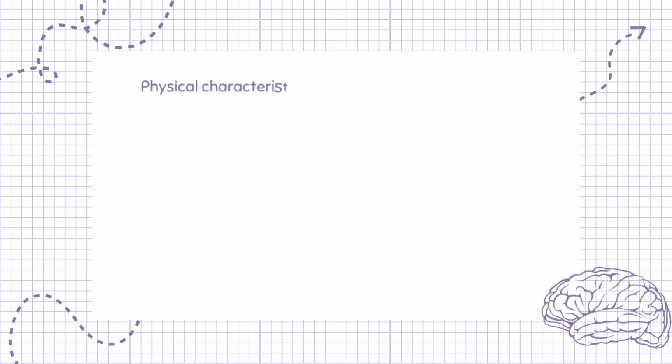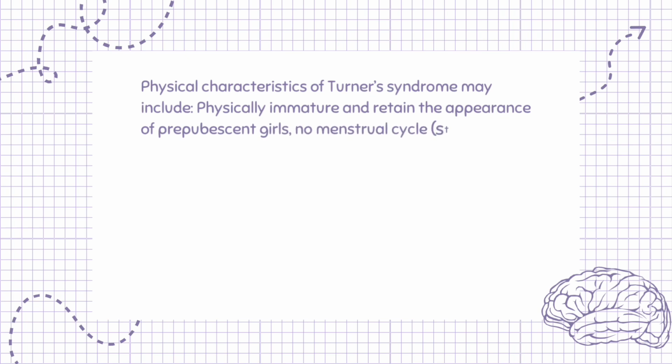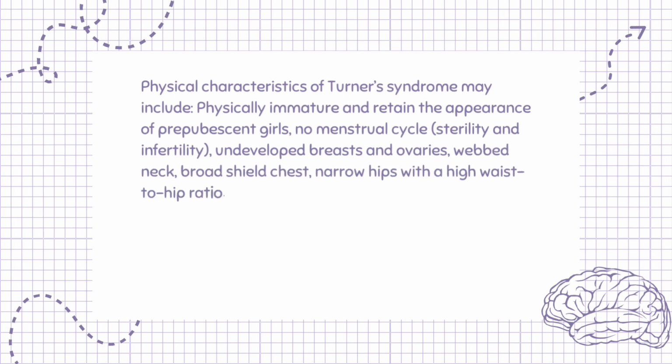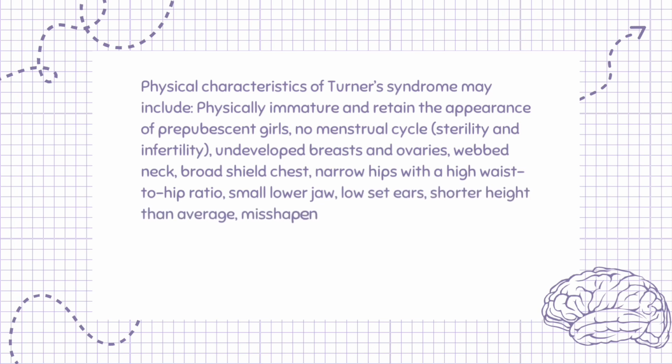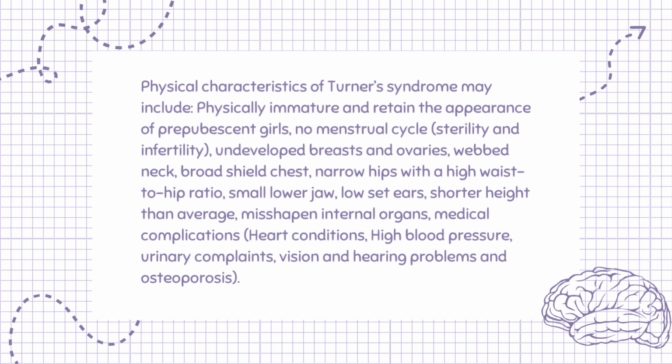Physical characteristics of Turner's syndrome may include physically immature and retain the appearance of prepubescent girls, no menstrual cycle, sterility and infertility, undeveloped breasts and ovaries, webbed neck, broad shield chest, narrow hips with a high waist-to-hip ratio, small lower jaw, low set ears, shorter height than average, misshapen internal organs, medical complications, heart conditions, high blood pressure, urinary complaints, vision and hearing problems, and osteoporosis.